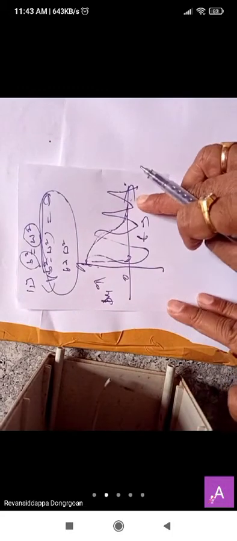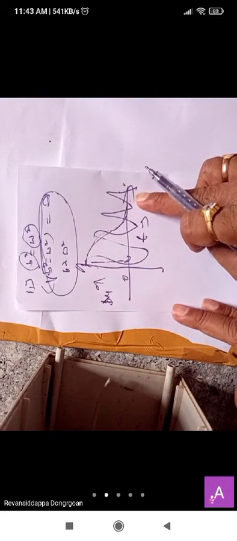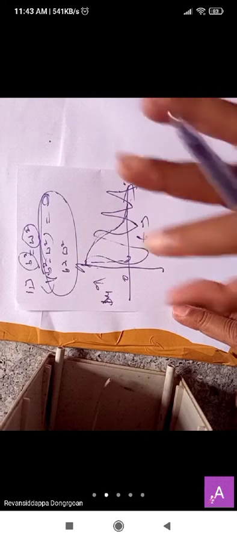Comparing to the last equation, what is the over damping? So this type of damping is called critical damping. This is the difference of both.